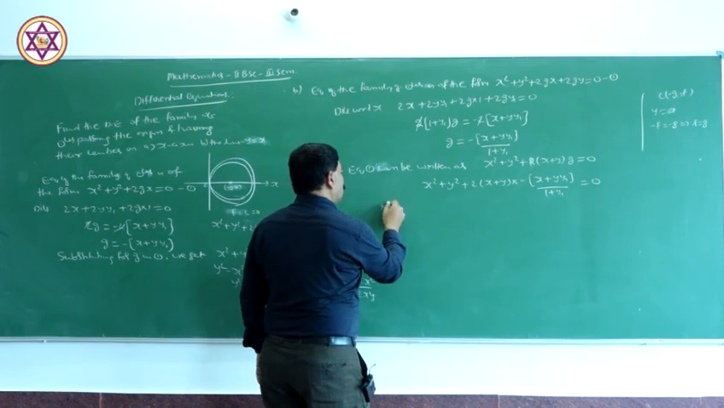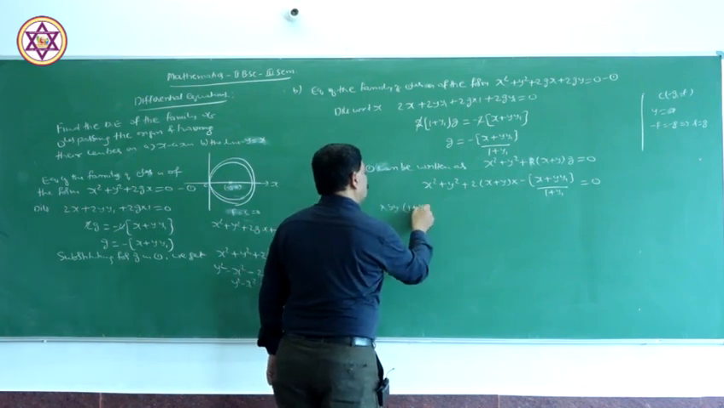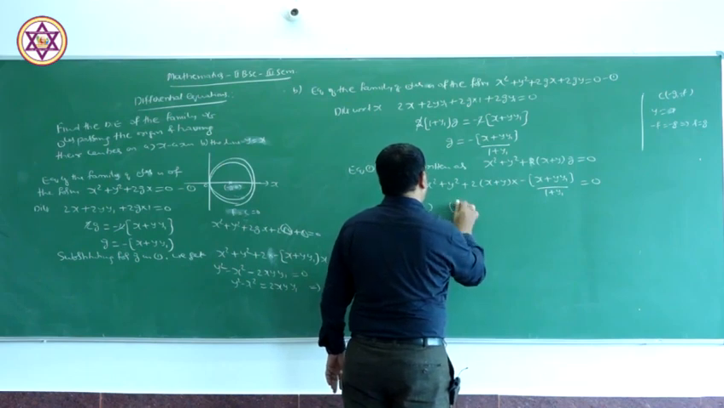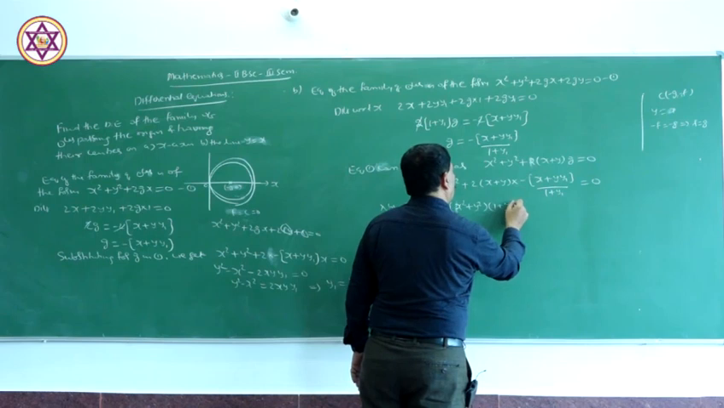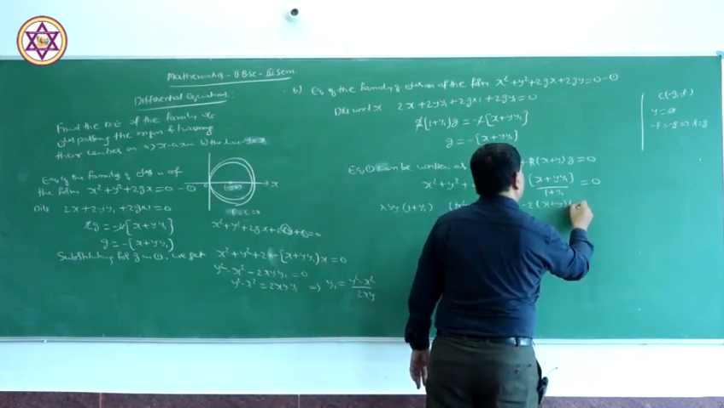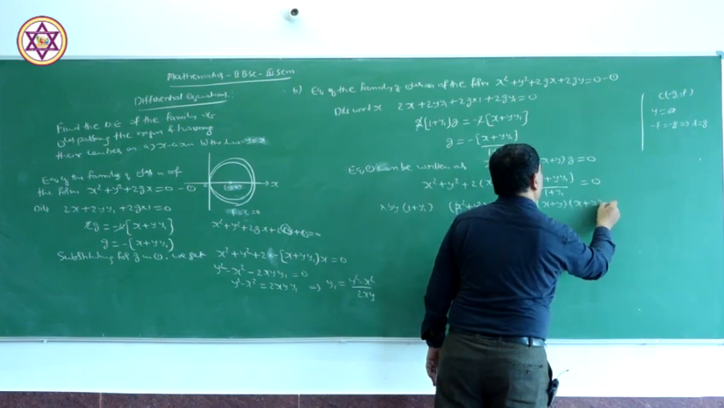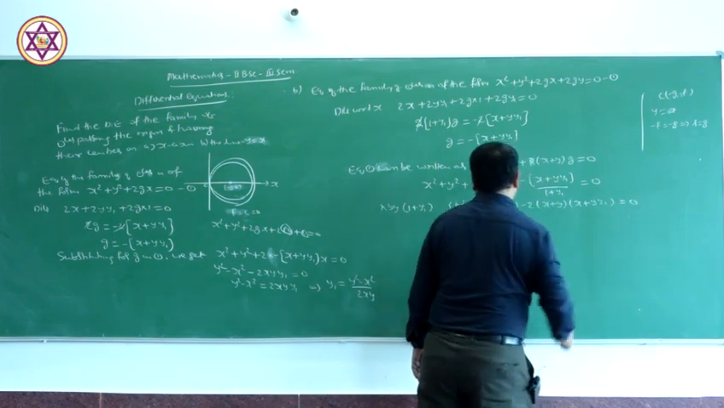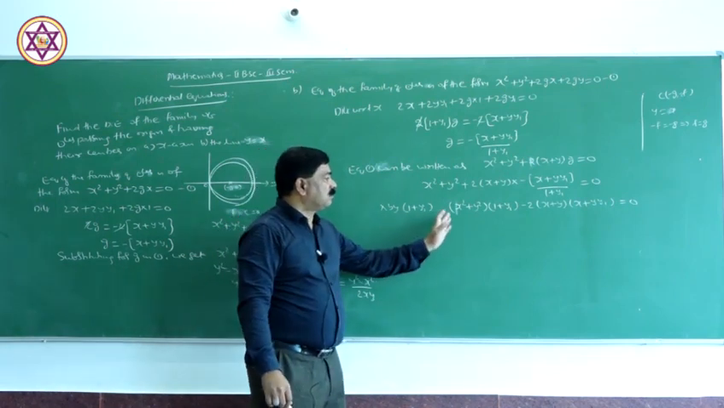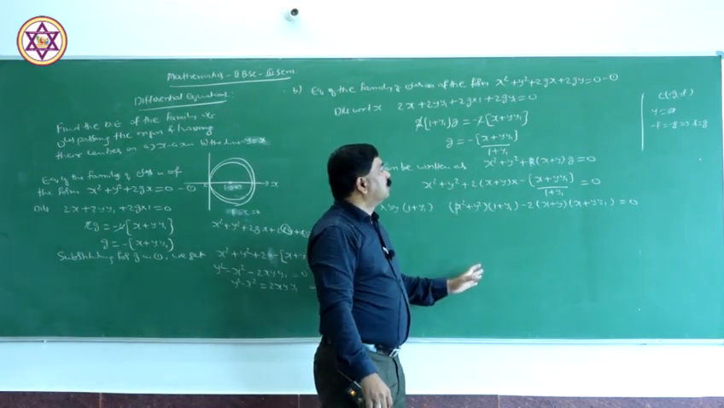So here multiply by 1 plus y1. So here we get x square plus y square times 1 plus y1 minus 2 of x plus y, x plus y y1 is equal to 0. This is the required differential equation of the family of circles.